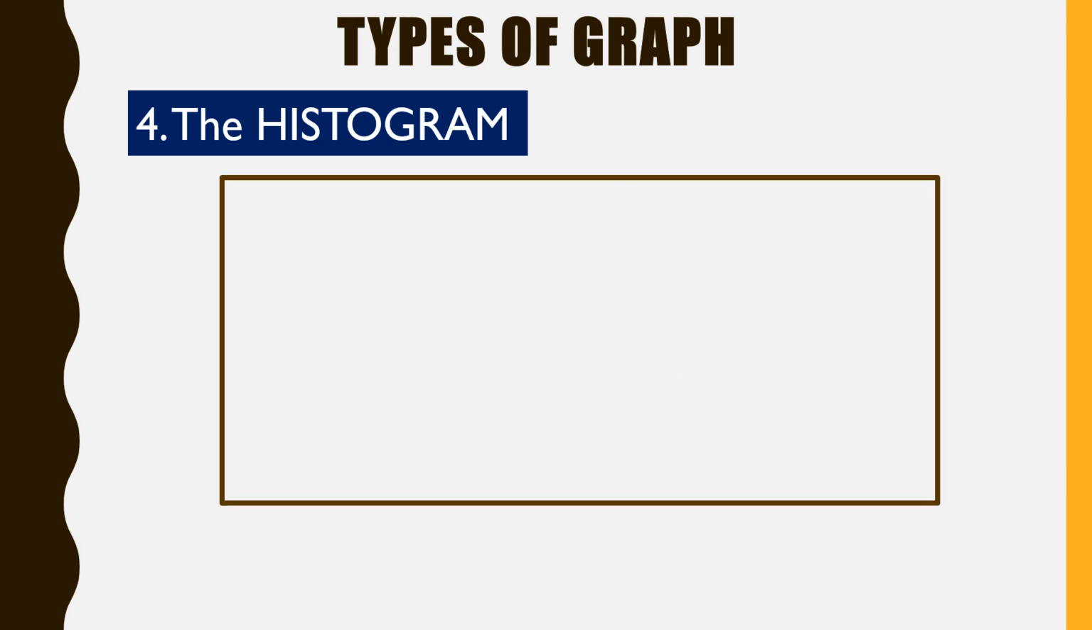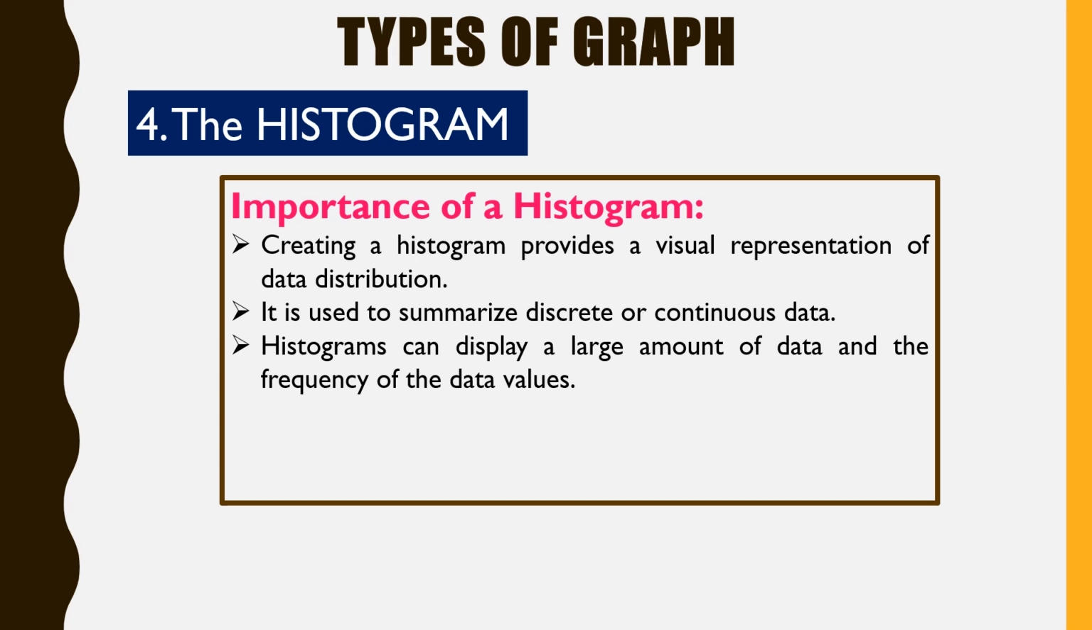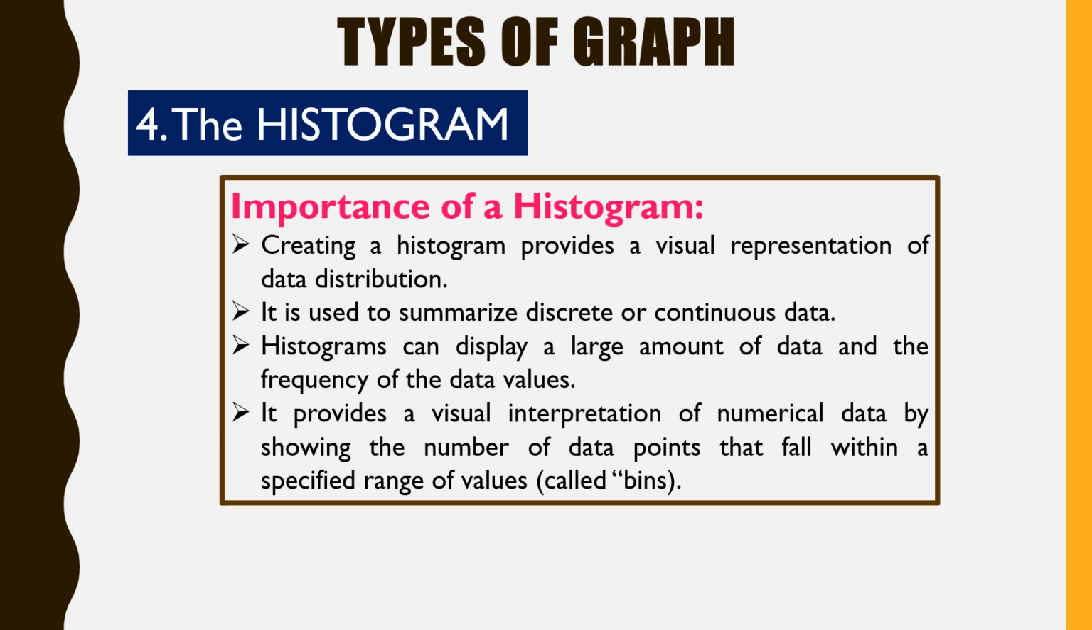Now, why are histograms important? Creating a histogram provides a visual representation of data distribution. It is used to summarize discrete or continuous data. Histograms can display a large amount of data and the frequency of the data values. It provides a visual interpretation of numerical data by showing a number of data points that fall within a specified range of values called bins. Those are the importance of a histogram.